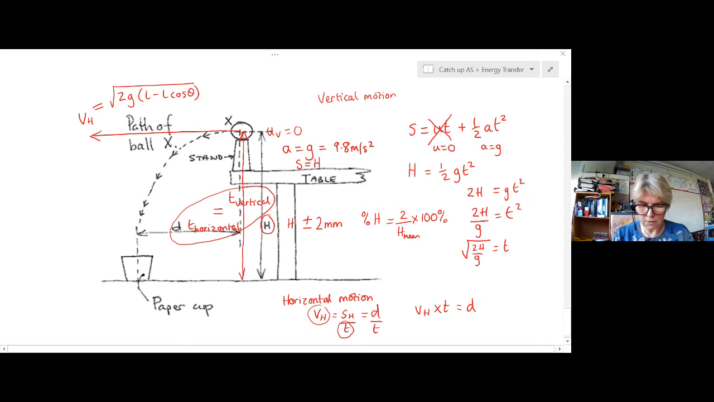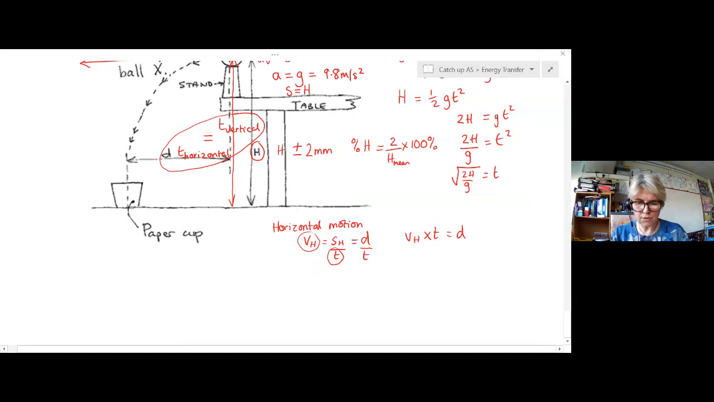And we have a few equations that we can put in place of that. So the time equation, we have the square root of 2h over g, times the equation for the horizontal velocity, which was the square root of 2g(L minus L cos theta), equals d.